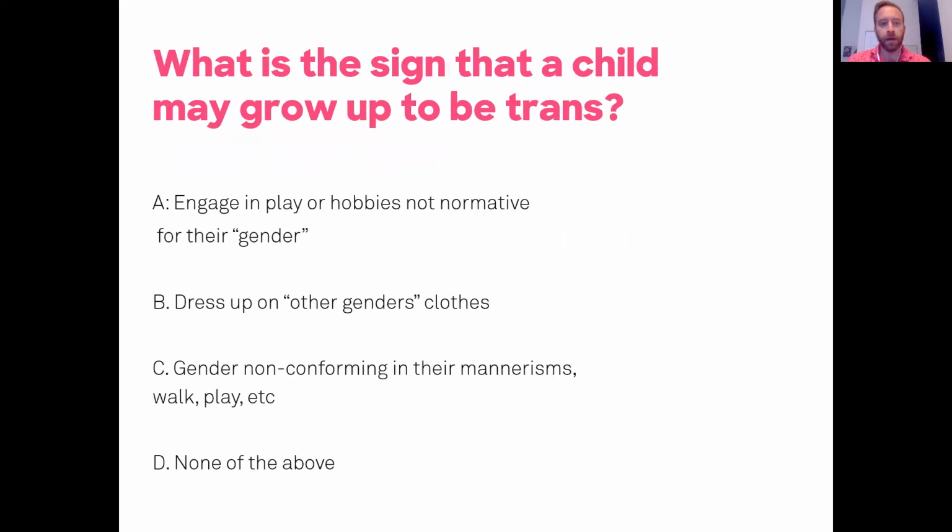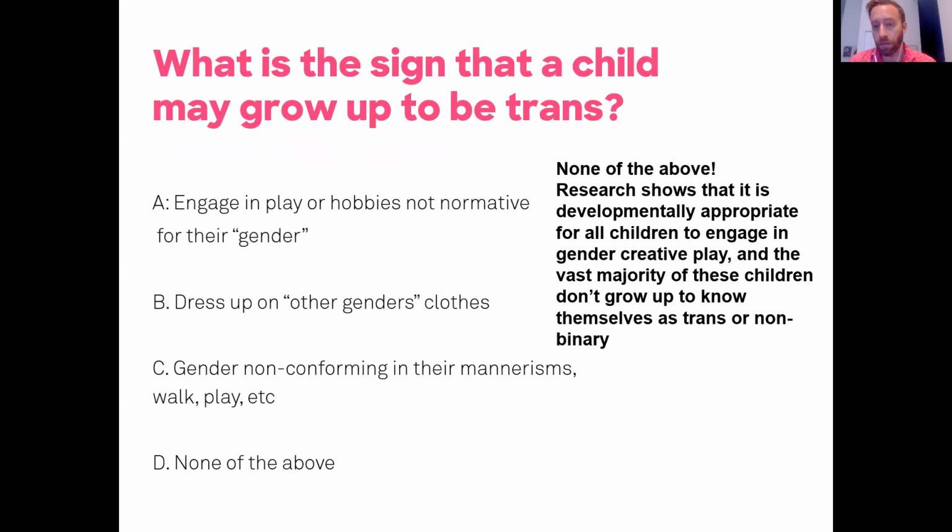So then let's start talking about what could be some signs that a child might grow up to be trans. Is it engaging in play and hobbies not normative for their gender, dressing up in other genders' clothes, being gender non-conforming in their mannerisms, walk and play, or none of the above? The answer is none of the above. Research shows that it is developmentally appropriate for all children to engage in gender creative play, and the vast majority of those children don't grow up to know themselves as trans or non-binary.